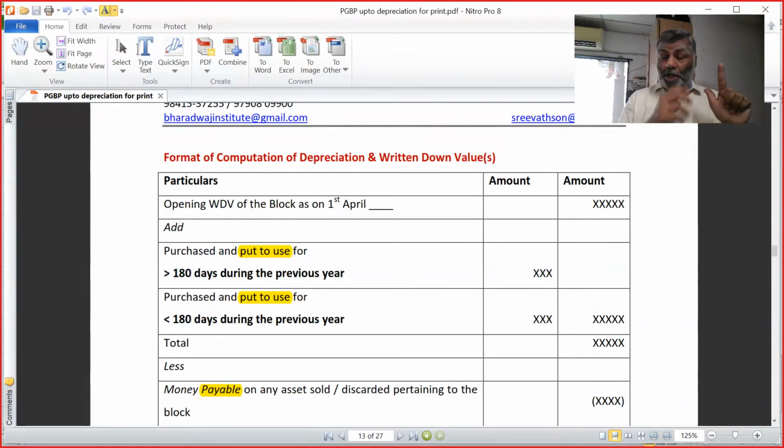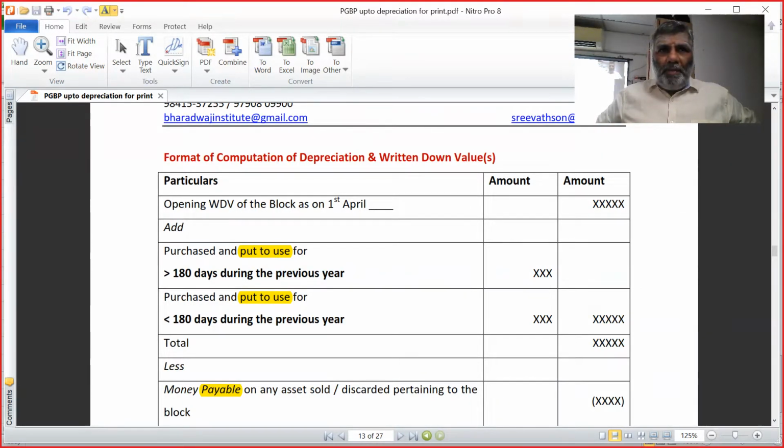The term ownership means beneficial ownership. Should be used for the purpose of business or profession. The term usage means both active as well as passive usage. And block of asset method should be followed. We are just in block of asset method and we saw the format.